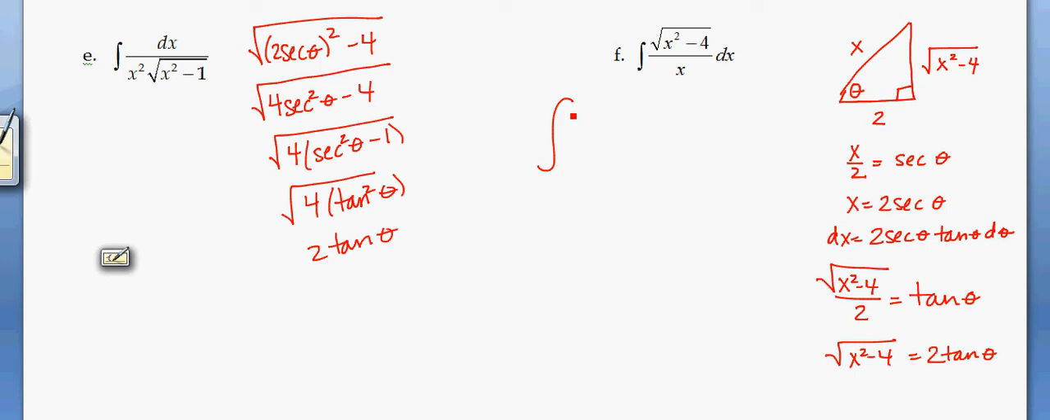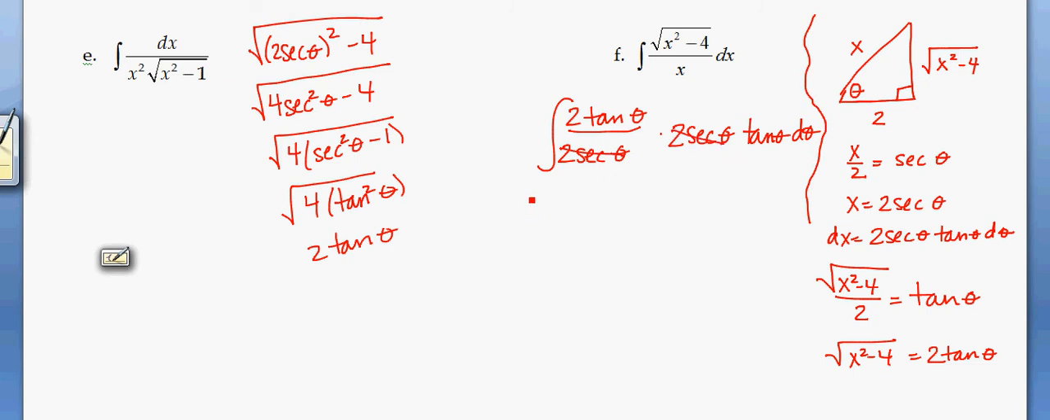Okay, so however you want to look at it, we have 2 tangent of theta in the numerator. x is 2 secant of theta. That's my denominator. And don't forget the ever important dx, because without it, things won't cancel. Well, not likely. All right, let's just divide that. So the 2 secants cancel, and I'm left with a 2 times tangent times tangent. So that's tangent squared of theta.